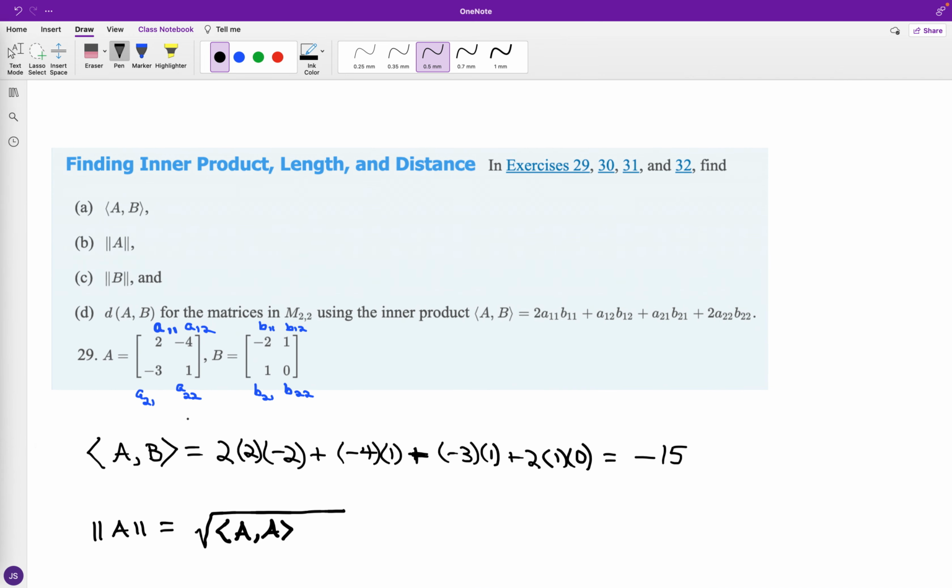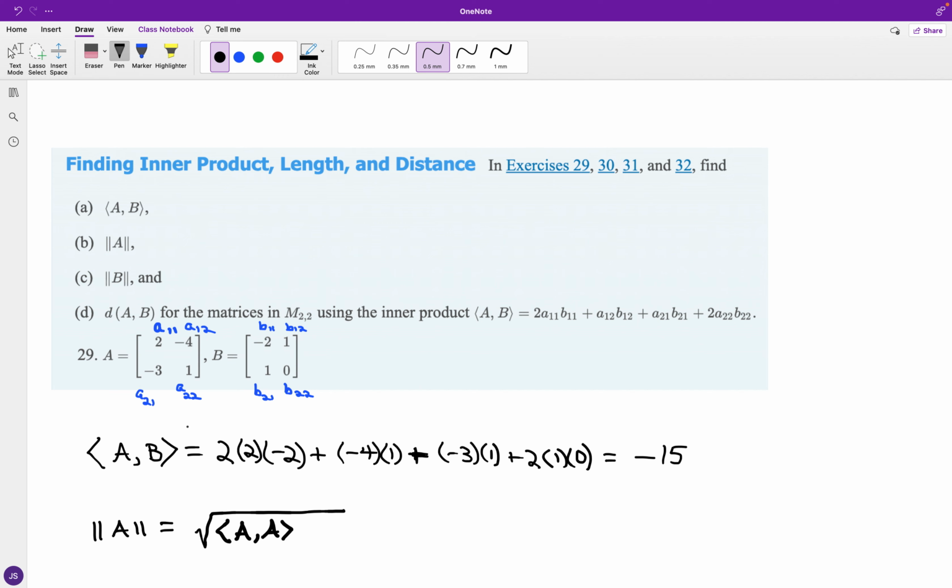A consisting of, in the top row, 2, negative 4. Bottom row, negative 3, 1. And for B, we have negative 2, 1 in the top row and 1, 0 in the bottom row. And for the inner product, by definition, you have 2 A sub 1,1 B sub 1,1, plus A sub 1,2 B sub 1,2, plus A sub 2,1 B sub 2,1. And we have plus 2 times A sub 2,2 B sub 2,2.